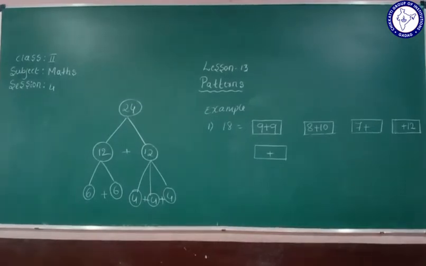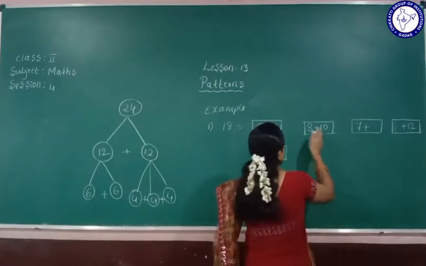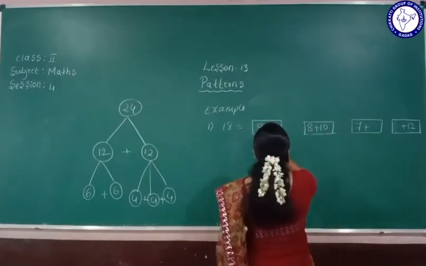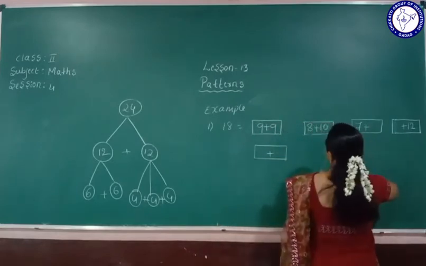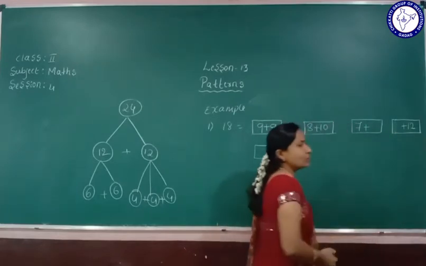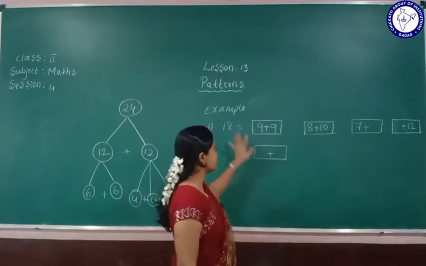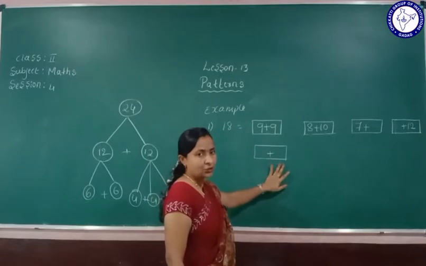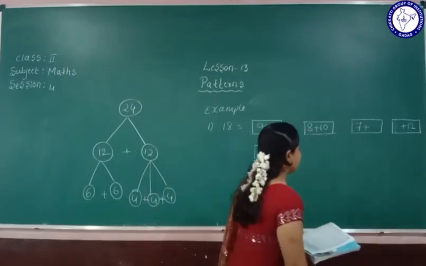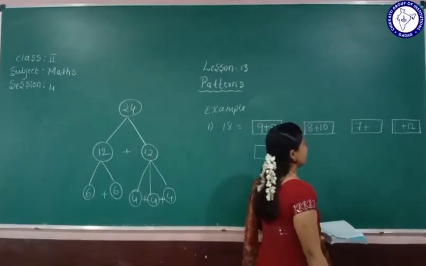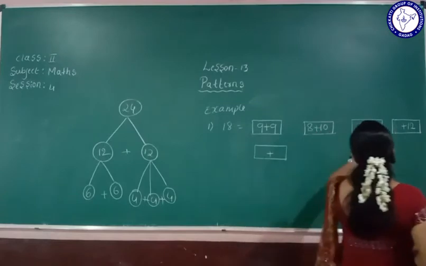See, so we are adding: 8 plus 10 is 18, 9 plus 9 is 18. 7 plus how much do we add to get the answer 18? 12 also, how much will we add to get the answer? Here the blanks are given. So how much are we adding to two numbers to get the answer 18? Here, 7 plus how much will we add now? 7 plus 11. So 7 plus 11 is how much?